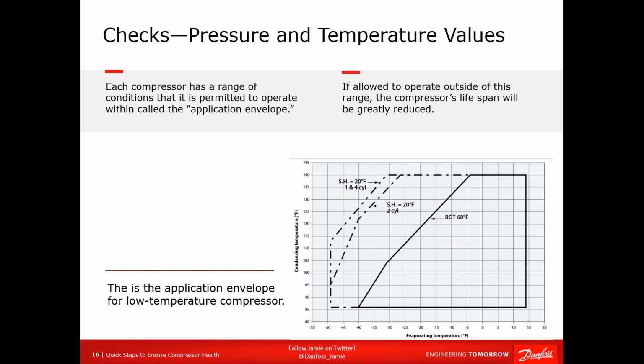But here's the important thing: superheat. It is relying on that vapor, suction vapor, to cool the motor. So with 20 degrees or less of superheat, you can cool the motor at minus 30 and 140 degrees with a 1 or 4 cylinder compressor. However, if your superheat increases to above 20, you no longer can cool that motor.